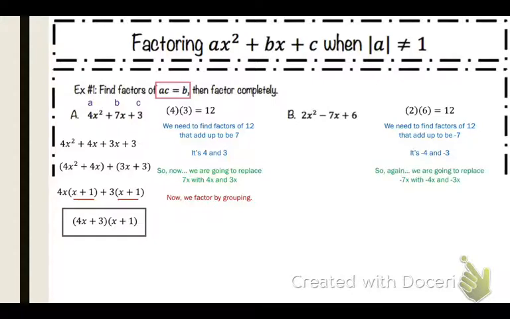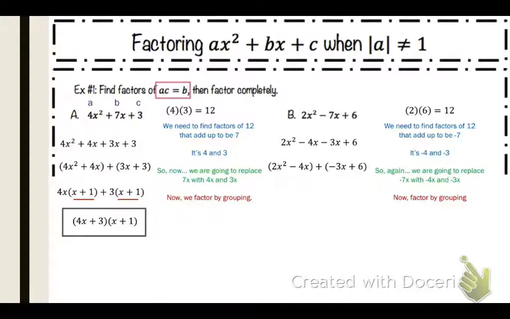Okay, so again, we're going to replace negative 7x with negative 4x and negative 3x. So that becomes 2x squared minus 4x minus 3x plus 6. And then we factor by grouping. So we're going to just put parentheses around those. Remember, notice how I put the negative 3x in the parentheses and I put an addition out front. You always want that negative to stay with the term.